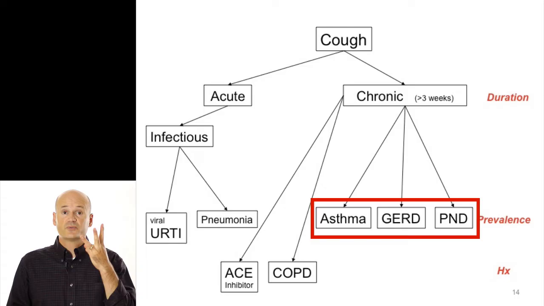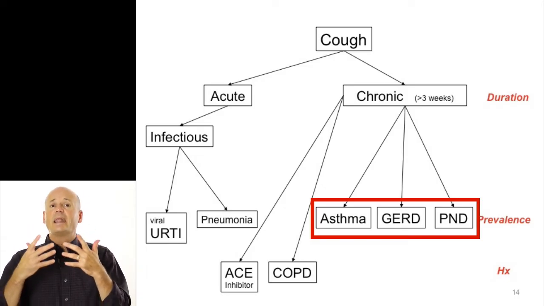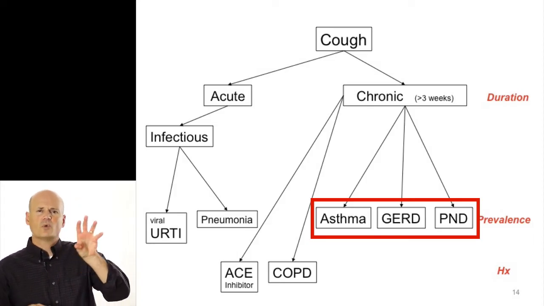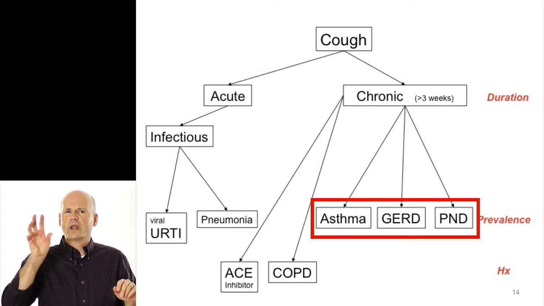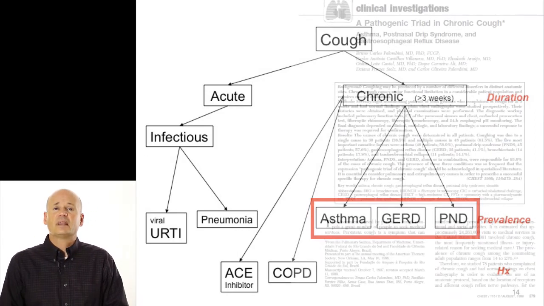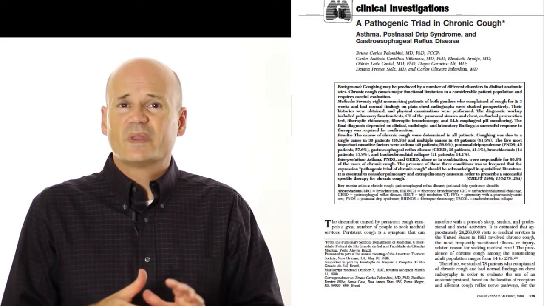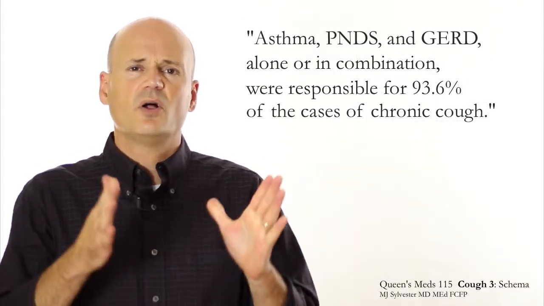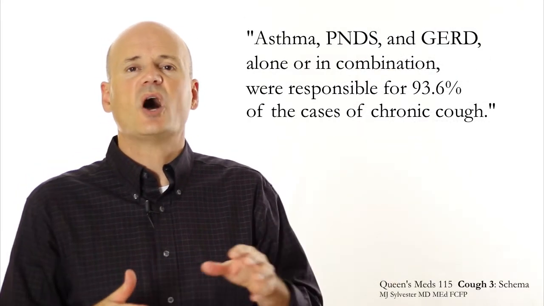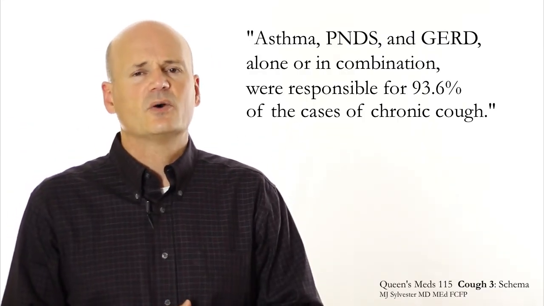So now that you're down to three possibilities, you may want to sort through the three and see which one is more likely based on classic symptoms. Does it sound more like GERD, or does it sound more like asthma, or does it sound more like postnasal drip? You may never get the right answer. In a classic study in 1999, Palombini and others show that 93.6% of all chronic cough, not caused by the things that we've already eliminated, was caused by either one or two or three of these diagnoses.